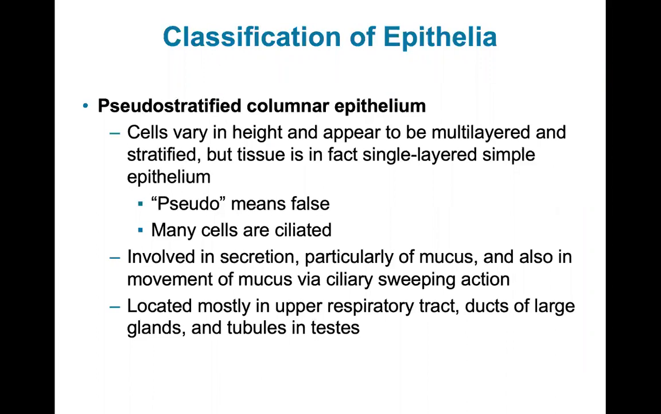Pseudostratified columnar epithelium. These cells will vary in height, and they appear to be multi-layered and stratified. But the tissue is, in fact, a single layer of simple epithelium. So this type of tissue appears to have multiple layers, but actually all the cells don't reach the apical surface, and it gives a multi-layered appearance. These are actually a single layer. Cells can be ciliated as well. These are mostly located in the upper respiratory tract, ducts of large glands, and the tubules of the testes.